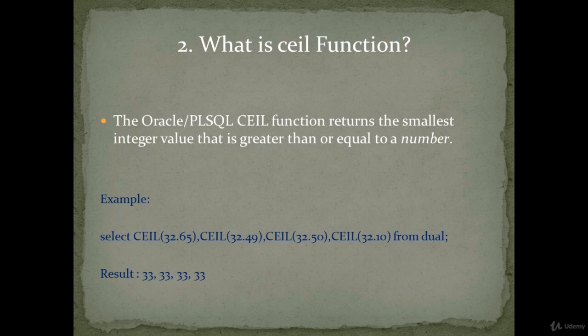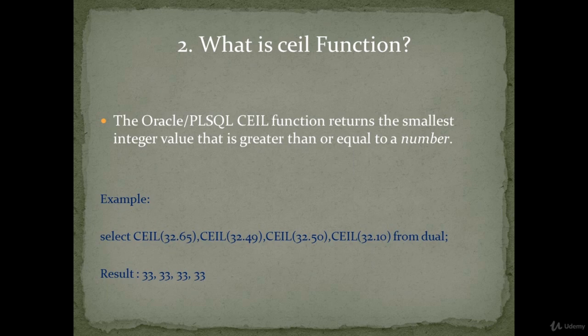In my first example, ceil(32.65), which is greater than .50, so 33. Second, 32.49, which is less than .50, again 33, the highest value. In the third one, 32.50, which is equal to .50, again it is 33. In the fourth, 32.10, 33. Read the definition. It will always give the highest number or equal to that number. So which is the highest number of 32.65? 33. 32.49? 33. 32.50? 33. 32.10? 33. So ceil function always gives you the highest number of the given number.